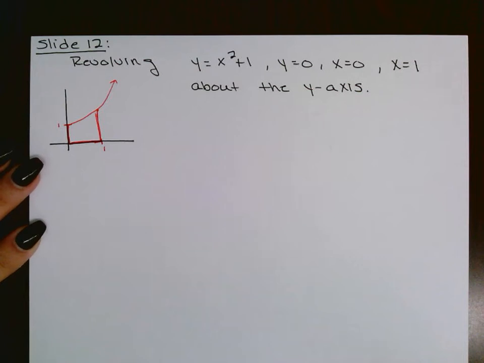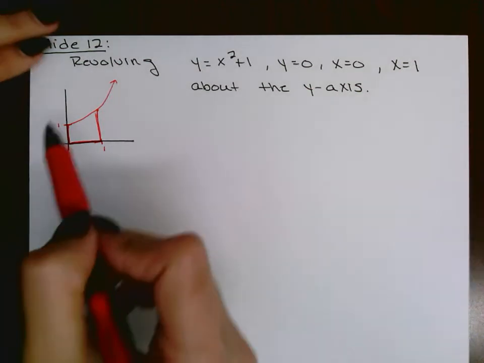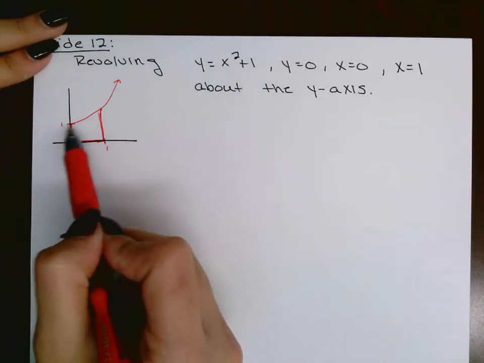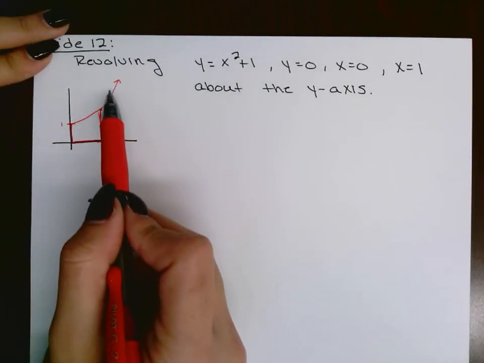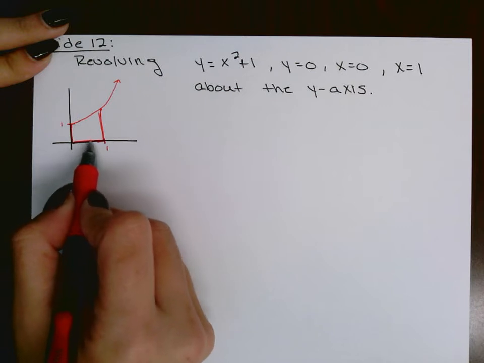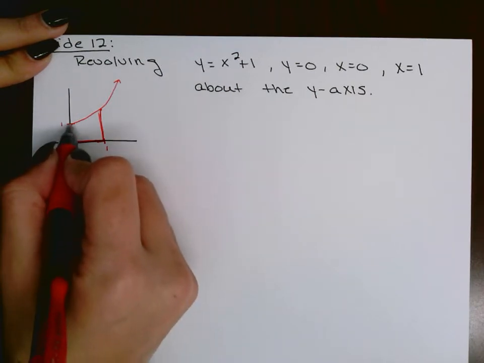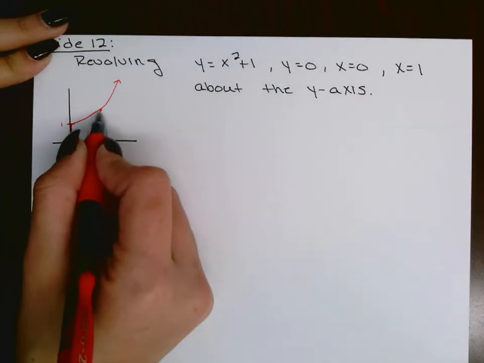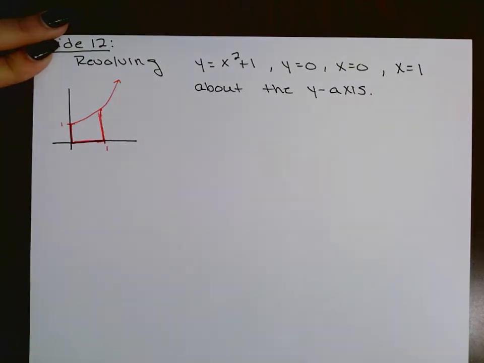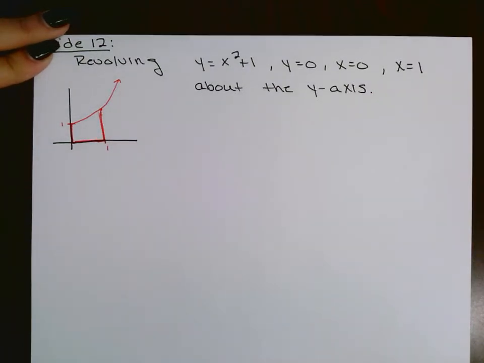How are we doing? I just drew the 4 functions that they said. So here the parabola is x squared plus 1. The parabola moved up 1. I have y equals 0, which is the x-axis. X equals 0, which is the y-axis. And then x equals 1, which is this vertical line. Okay?